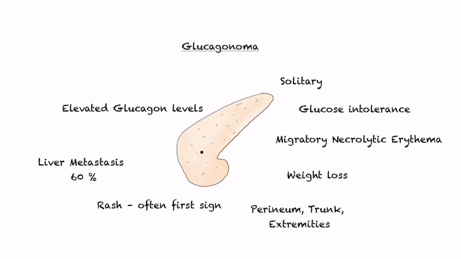The diagnosis is achieved when an elevated plasma glucagon level is found in the context of an enhancing pancreatic mass. On CT they are usually large tumors.